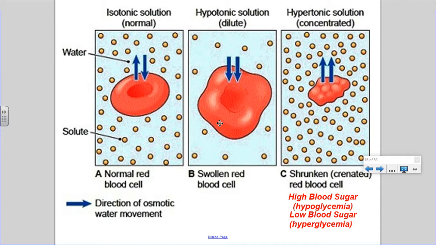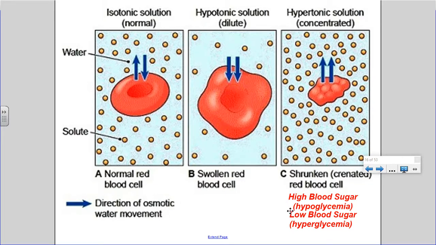Then look at this cell. That's not normal. However, if there is less water on the outside, so maybe you're dehydrated, water is going to move out, and again, that cell doesn't look normal. Now, another example of this, other than being dehydrated, is maybe if you had high blood sugar or low blood sugar. This is common with people who have diabetes and not able to control their blood sugar levels.